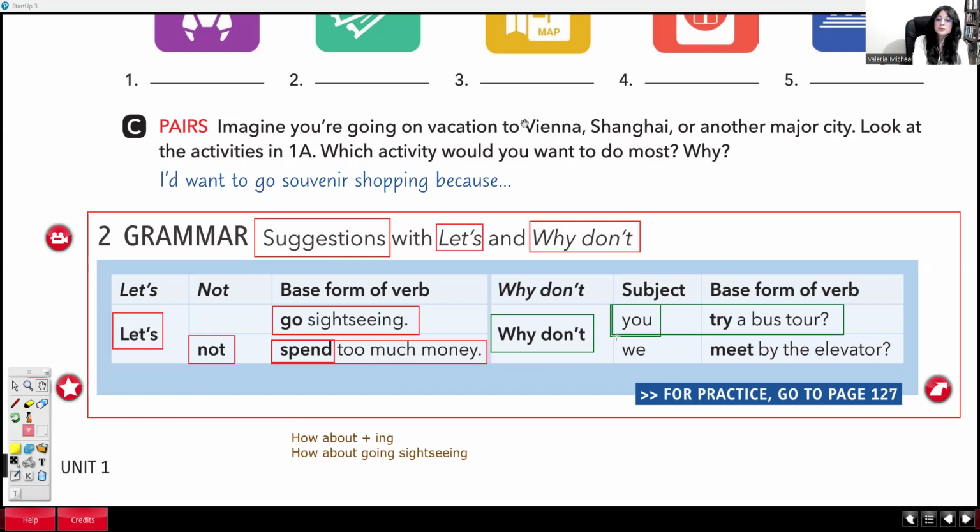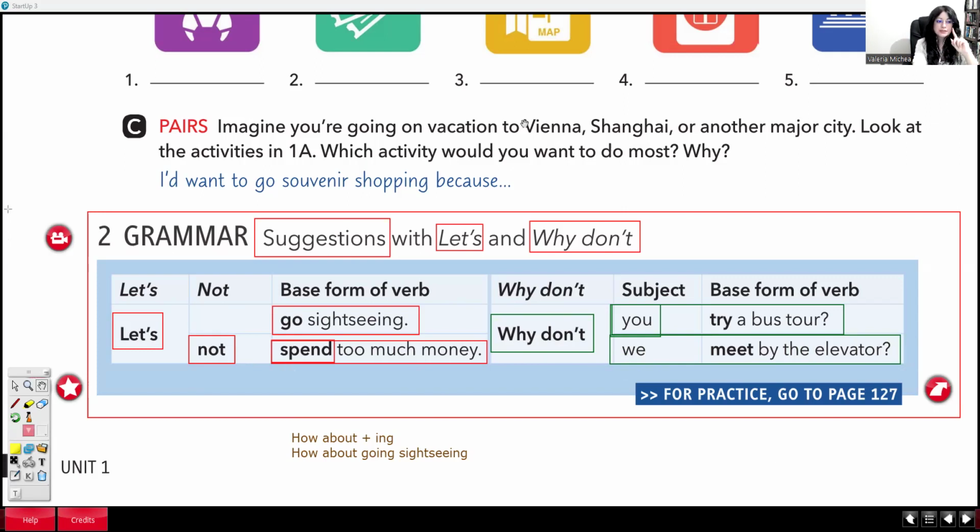Then we have why don't we meet by the elevator? So I'm suggesting a place where we could meet, right? So what is the difference between these two? Not much. The only difference is that on the second one, you are making a question. In the first one, with let's, you're not making a question.